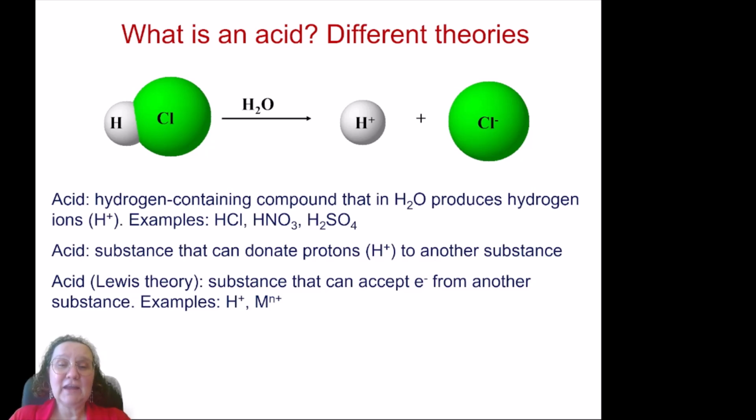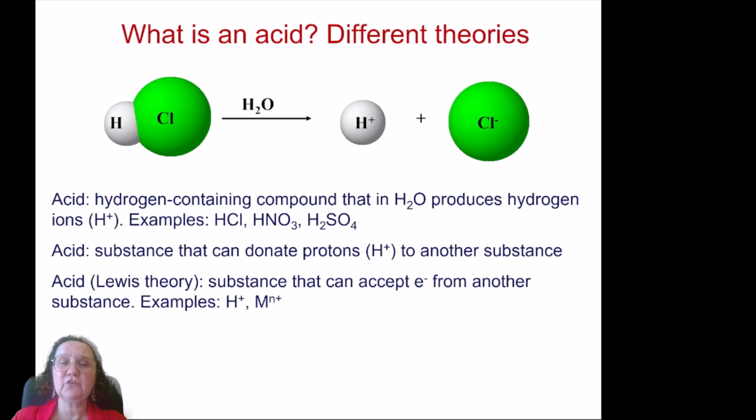You can define it not as what it has, a hydrogen-containing compound, but what it can do. You can define an acid as a substance that can donate hydrogen ions to another substance. And that's another definition, and for those of you that are familiar with chemistry, it is called the Bronsted-Lowry definition. And finally, there is a more encompassing definition of what an acid is, and that's called the Lewis theory. Lewis defined an acid as a substance that can accept electrons from another substance.